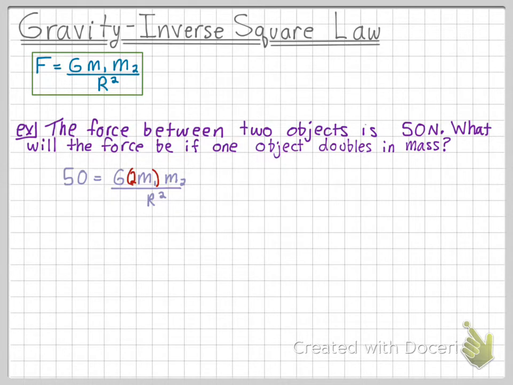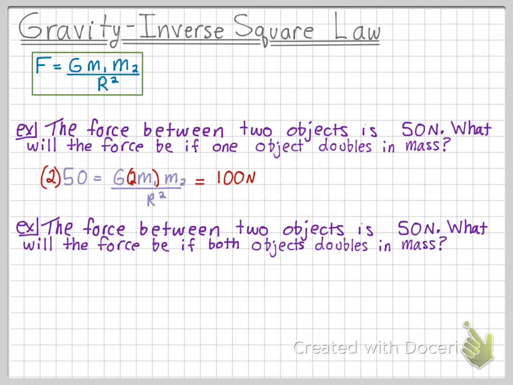And in order to keep both sides of the equation balanced, that means we also have to put a 2 on the left side of the equation. So once we multiply this out, we see that the force increases to 100 newtons. And this makes sense that the force increases, since heavier masses will have a greater attractive force between them.